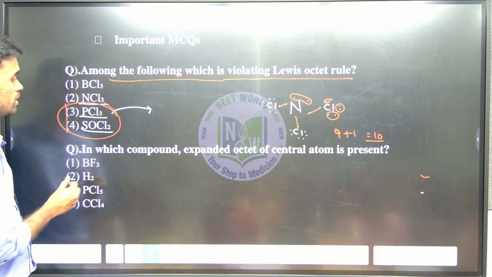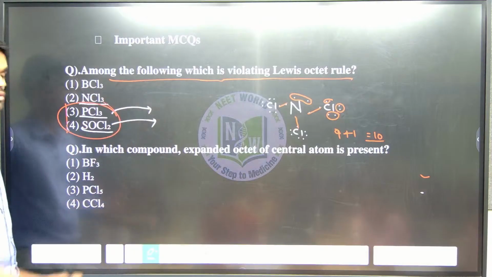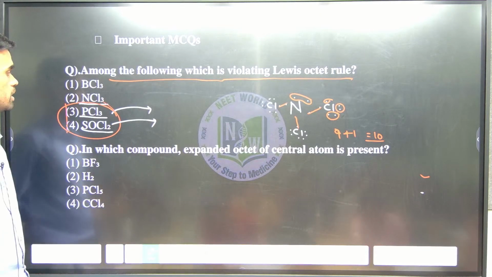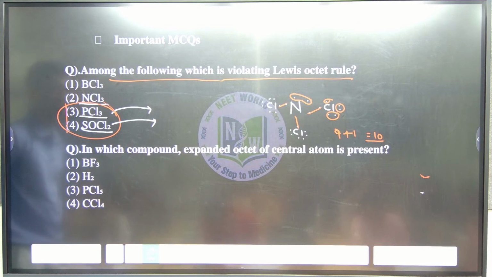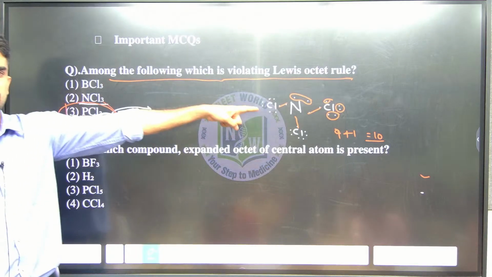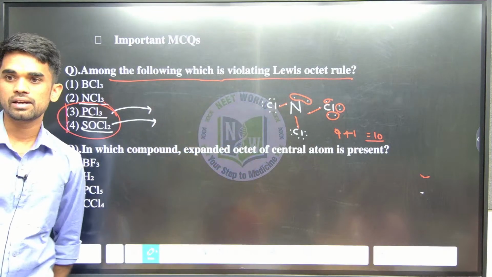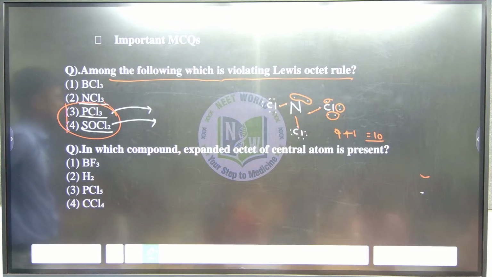Okay, tell me for this one, SOCl2. I'm asking for SOCl2. PCl3 is the same, looks like NCl3 only, because same group, no? Yeah. Next, SOCl2, how will you draw? Fast. Done?